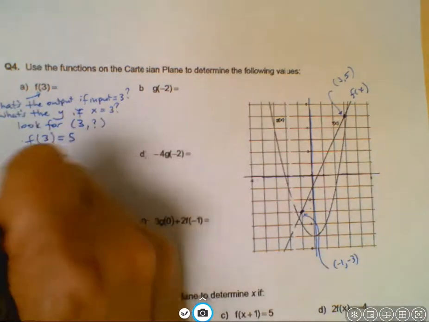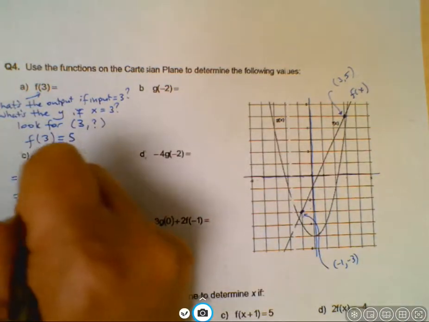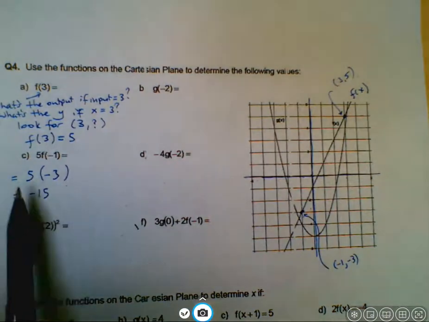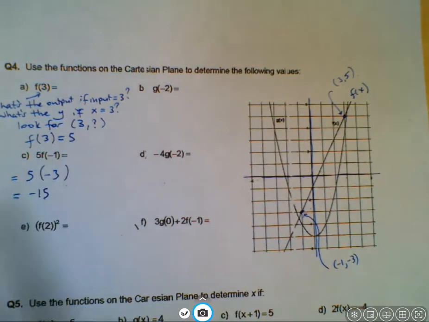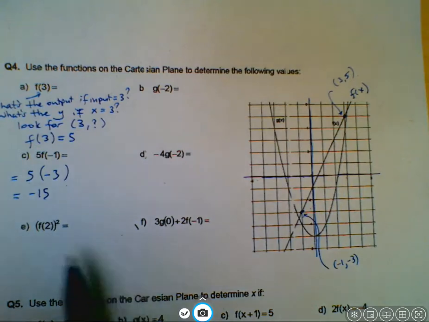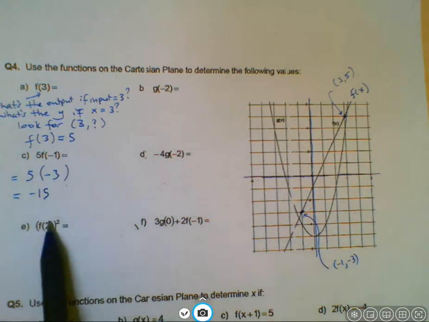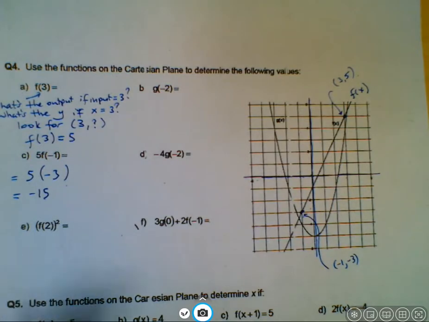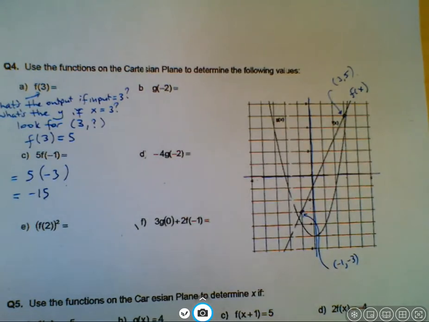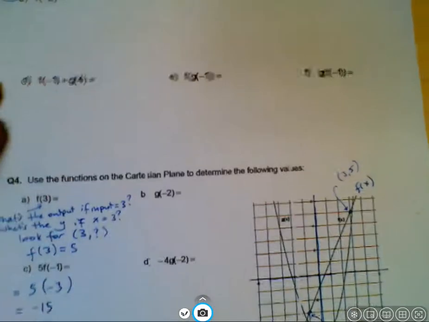Okay, so here we are. So it's 5 times negative 3, which is negative 15. That 5 on the outside just says multiply that answer that you get by 5. All right, this one's saying find your f of 2 and square that answer. Square the answer. Don't square the 2. The input is still 2. You get your answer for f of 2 and square that answer. All right, same thing similar with these guys. All right, now here's what I wanted to show you that's a little different.